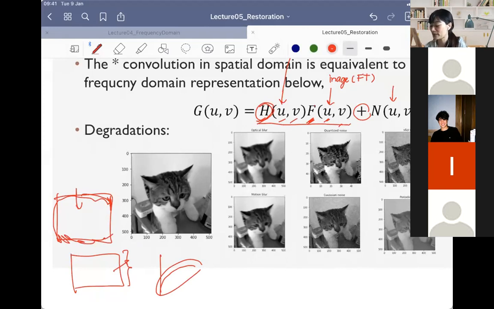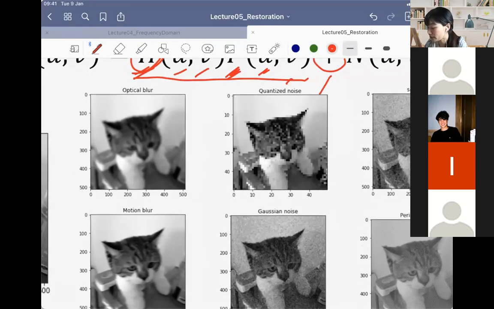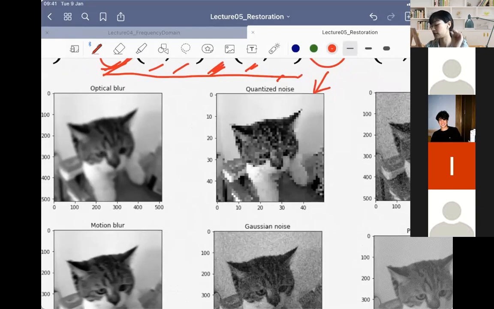So the examples I've shown here that your friends talked about as well, for example, low resolution. So the kitty looks very blocky, because the resolution is not enough and it doesn't have enough information. Some people said it's quantization noise. Yeah, if you recall the beginning of the class where I talked about quantization and sampling, that could be affected by the sampling and quantization.